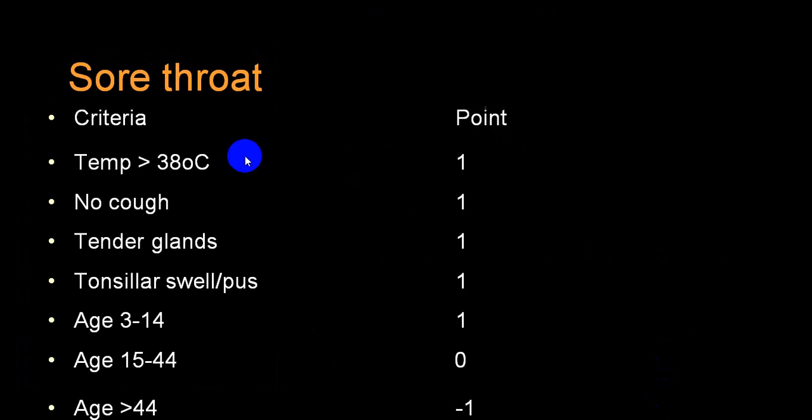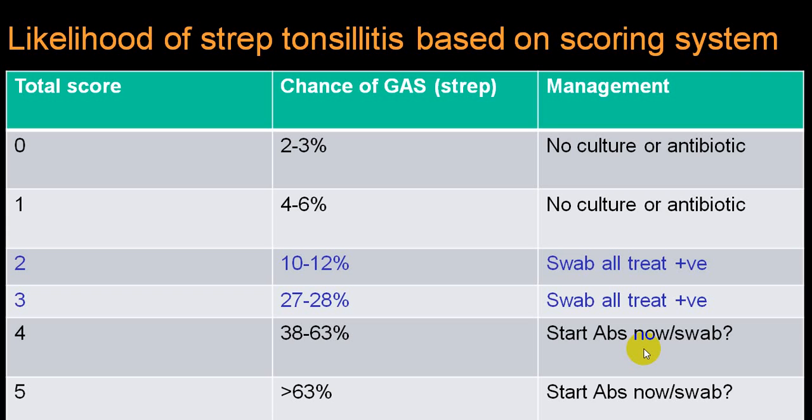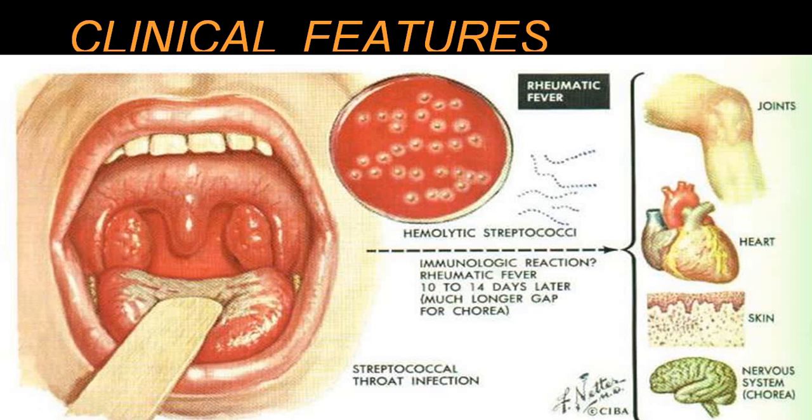And depending upon the different findings, they give different points: temperature, cough, tender gland, tonsillar swelling, age, etc. are given different points. And depending upon that, you label whether the person has streptococcal pharyngitis or scarlet fever or not. If the total score is high, the chances of streptococcal infection become higher. A score of more than 5 is straightforwardly in favor of a streptococcal infection.